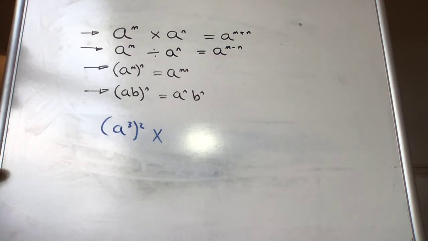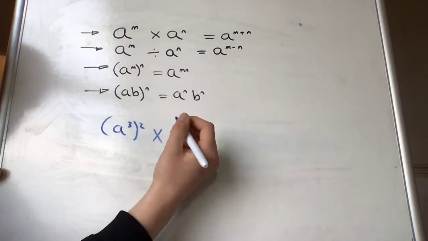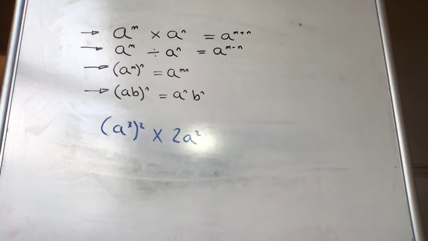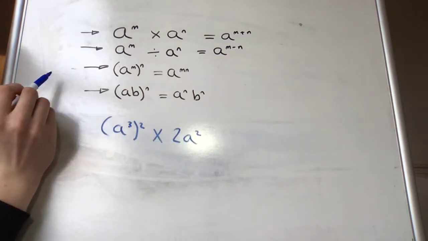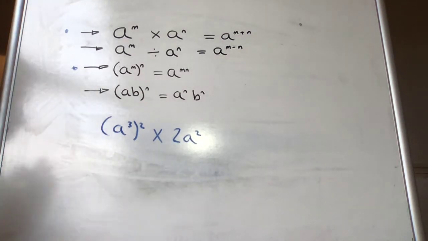So we've got a cubed to the power of 2 times 2a squared. How do you think this one would be done? Now, if you get something like this, you should be able to see that there are different rules in play, and sometimes you do have to deal with two separate indices rules. Here, specifically, we know we've got this rule here, and this rule up here, potentially to play with. So do it step by step.